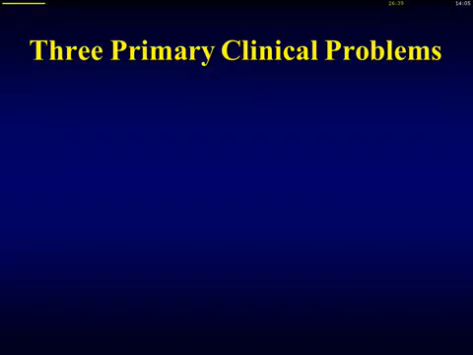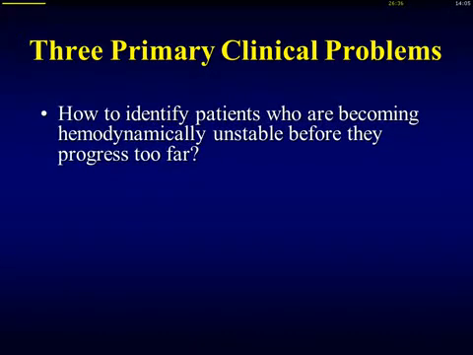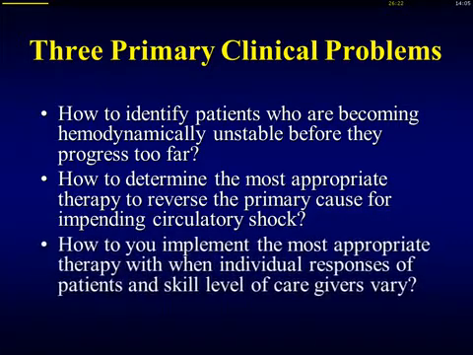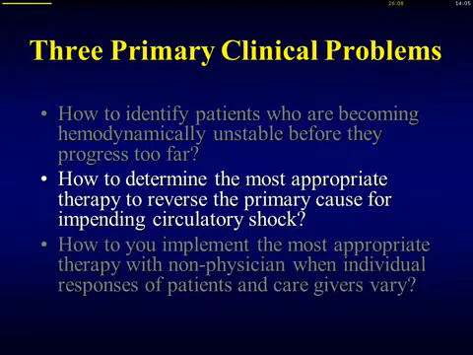Okay, there are 3 primary clinical problems that I think we address. One is how to identify patients who are becoming unstable before they progress too far, because if you treat them early, they do better. The second is how to determine the most appropriate therapy to reverse the primary cause of circulatory shock. And the third is how can I then manage these patients in a consistent fashion across patients, doctors, and training centers. All of these can be handled by functional hemodynamic monitoring, but in this specific lecture, all I'm going to focus on is number 2, how to determine the most appropriate therapy to reverse shock. But all of these have things that functional hemodynamic monitoring has developed.